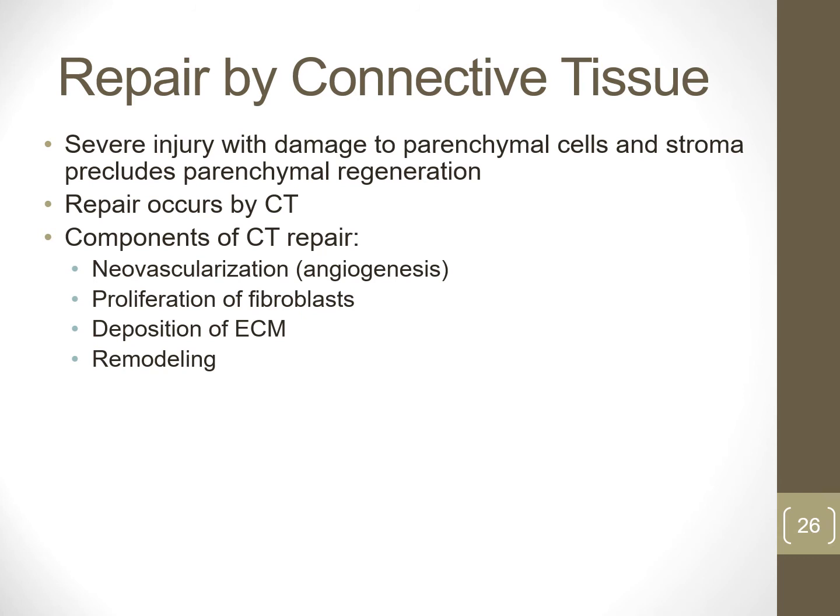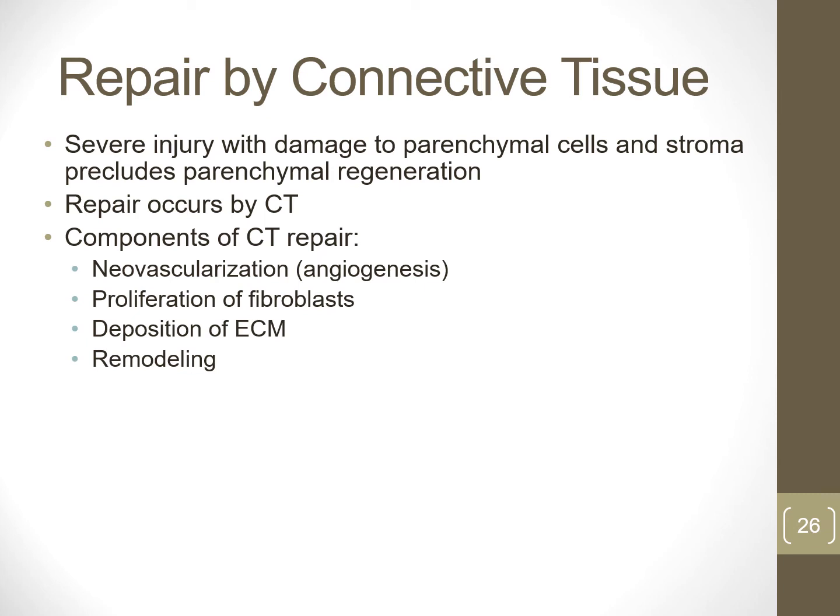We have another type of repair, which is repair by connective tissue, which results from severe injury with damage to parenchymal cells, and stroma precludes parenchymal regeneration. When we have severe damage like ulceration that results in damage of the stem cells and damage of the basement membrane, this will result in repair by connective tissue formation, not by repair and regeneration with the same type of tissue. And repair occurs by connective tissue.